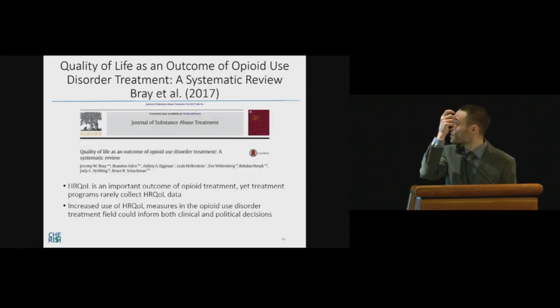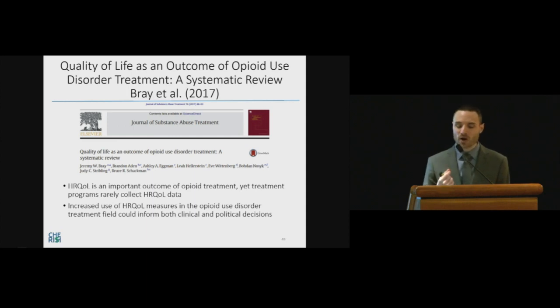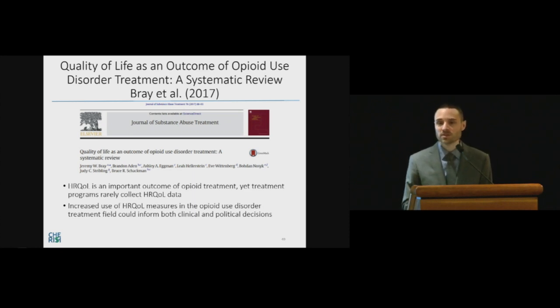And this is another good reference that you might want to look up at some point. It's by Dr. Bray, one of our colleagues, and some of our other colleagues, including Dr. Shackman. Basically, it's a systematic review of quality of life as an outcome measure for opioid use disorder. As you can see on the bottom, we agree that health-related quality of life is an important outcome, but treatment programs rarely collect this data. If we're able to increase the use of health-related quality of life measures in the treatment field for opioid use disorder, it really could help inform both clinical and political decisions.